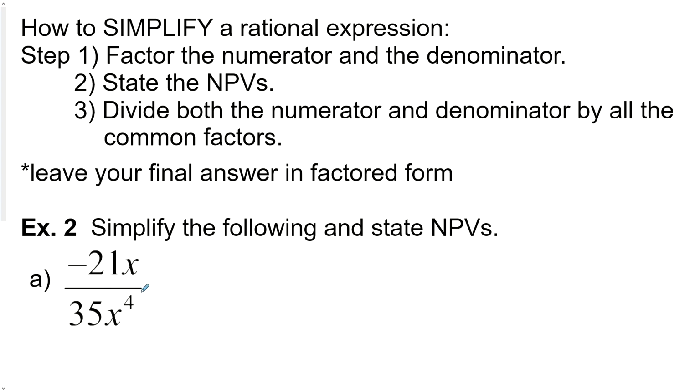Example 2a, we'll find the non-permissible value first. Looks like x is down here in the denominator, and so we cannot have x equals 0. Next, we'll look for a common factor in the numerator and denominator. In this case, it's 7x. So we'll divide numerator and denominator by 7x. We'll be left with negative 3 over 5x cubed.